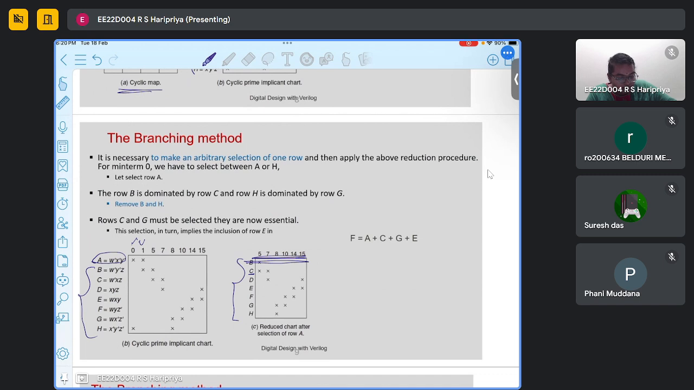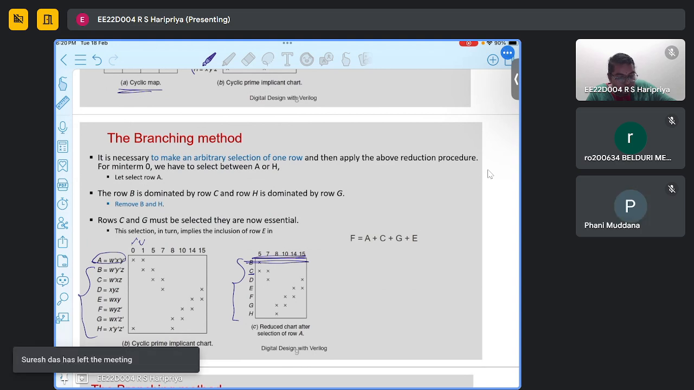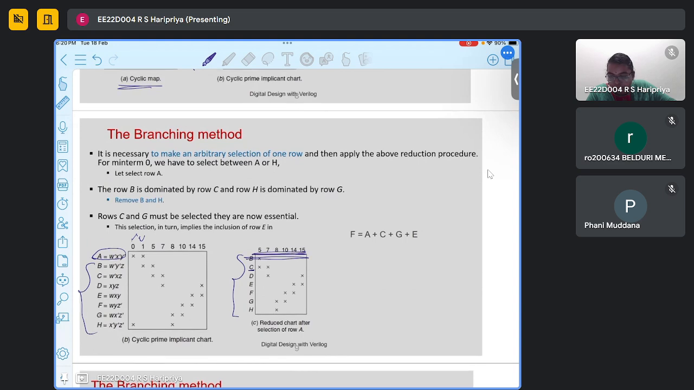And rows C and G must be selected. So next we have A, and now the essential is C, because this is covered only by C. If C is essential, if we remove this C and remove this, we observe G is essential, and similarly E is essential.